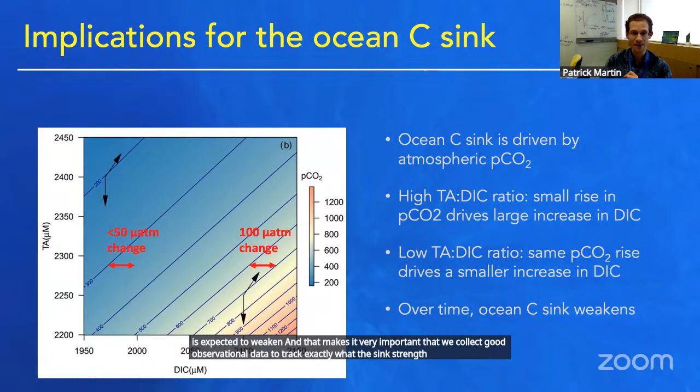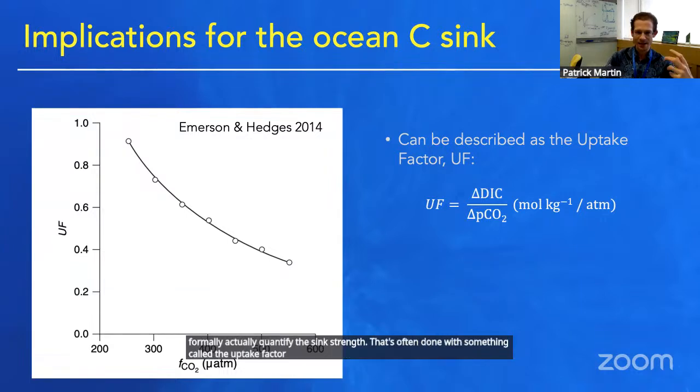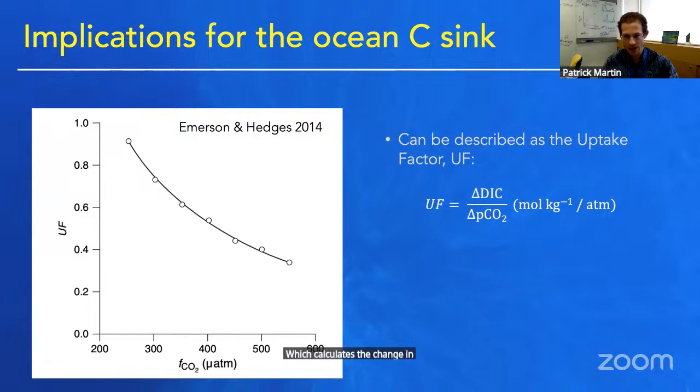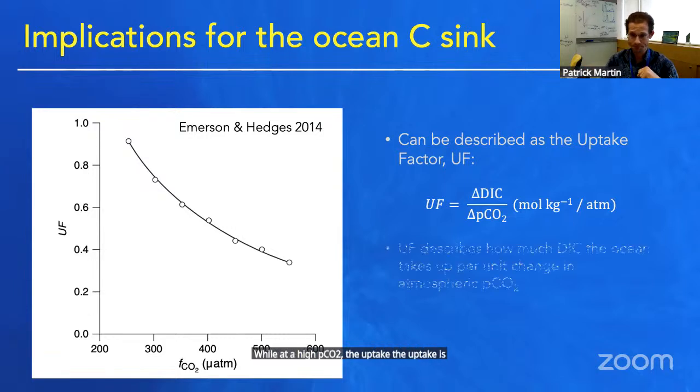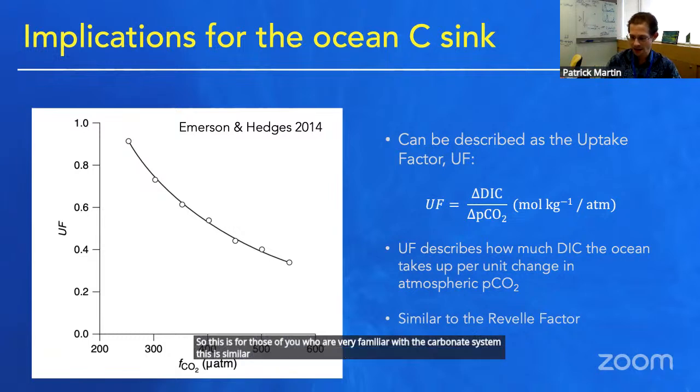Okay, we can more formally quantify the sink strength, and that's often done with something called the uptake factor, which calculates the change in DIC for a given change in PCO2. You can see that at a low PCO2, this uptake factor is high, meaning that for a bit of change in carbon dioxide, the ocean takes up a lot of DIC, while at a high PCO2, the uptake is much less. For those of you who are very familiar with the carbonate system, this is similar to the often used Revelle factor, but I think the uptake factor is a little bit more intuitive to understand.